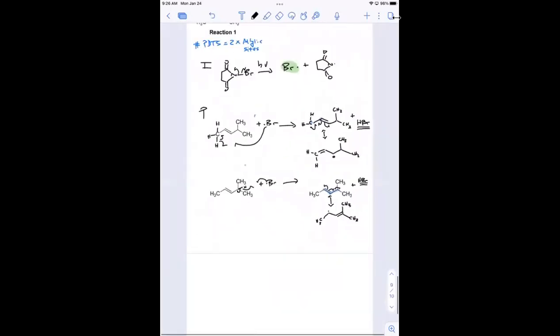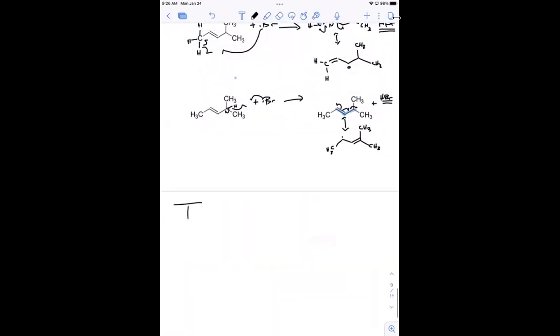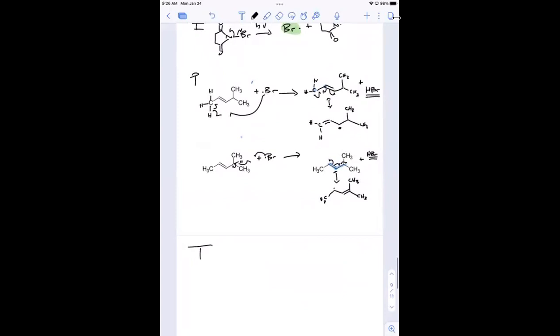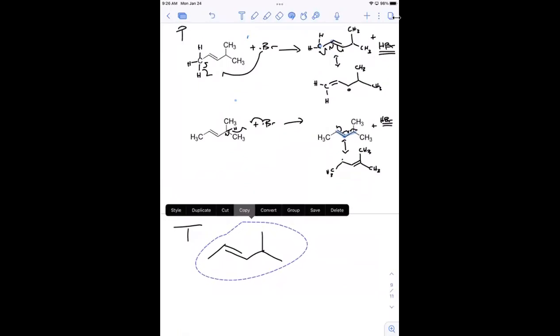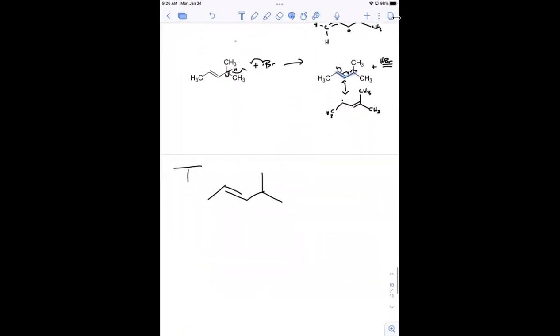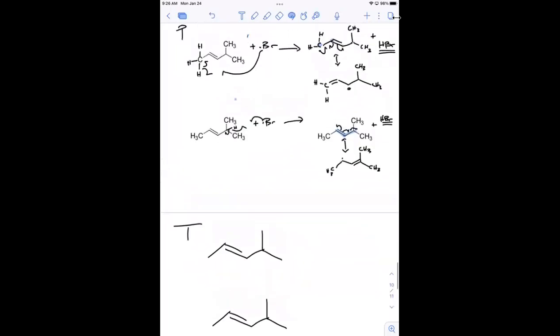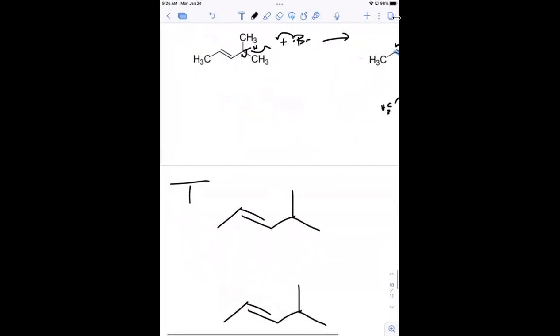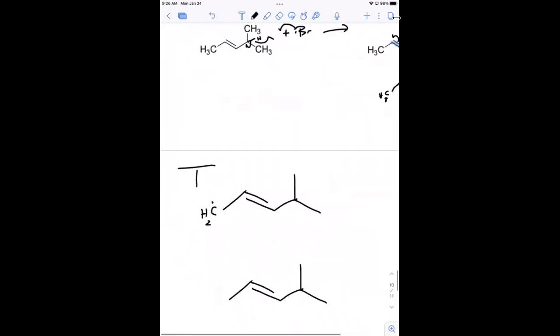All right, so now I've got four radicals from propagation, and now I'm ready to terminate. So I can go ahead and do the termination step. I'm just going to redraw the radicals. Just copy that. So that first radical we had here, the second one we had here.